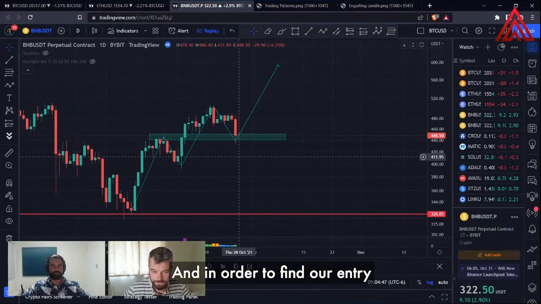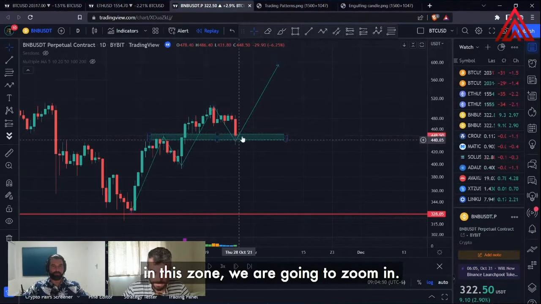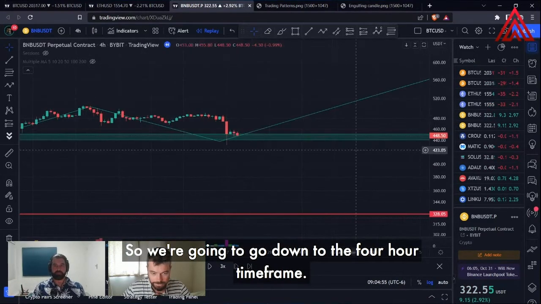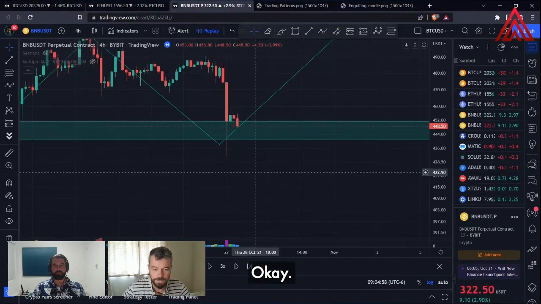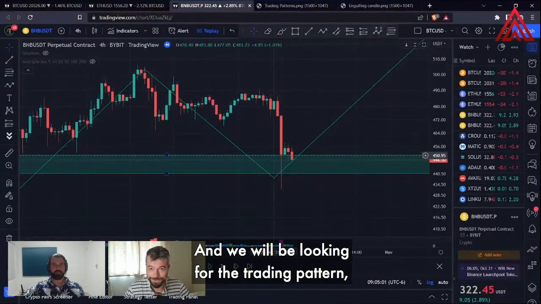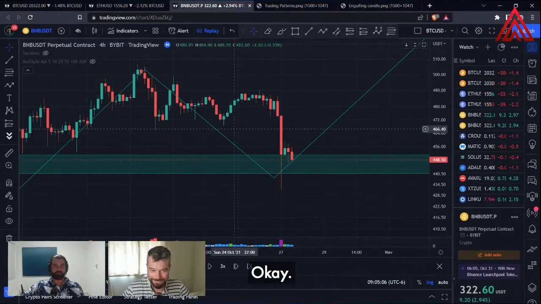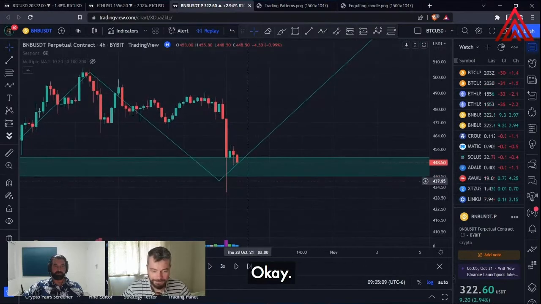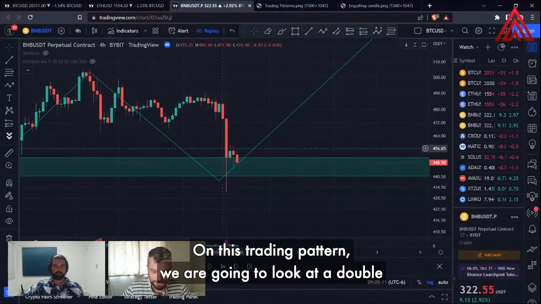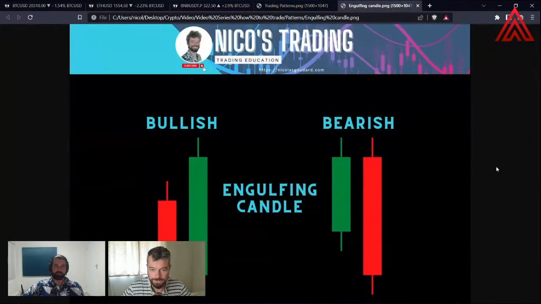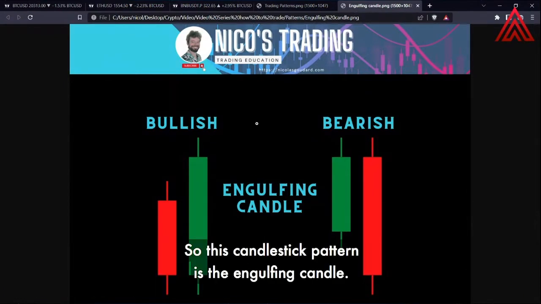And in order to find our entry in this zone, we are going to zoom in. So we're going to go down to the 4-hour time frame. And we will be looking for a trading pattern, which is a double bottom. On this trading pattern, we are going to look at a double bottom here, and we will add a candlestick pattern. This candlestick pattern is the engulfing candle.